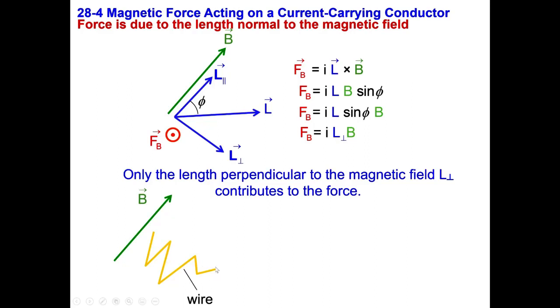This is a wire that has this shape. So what I do, I just try to determine what is the perpendicular length to the magnetic field. I don't need to measure the length of the whole wire.